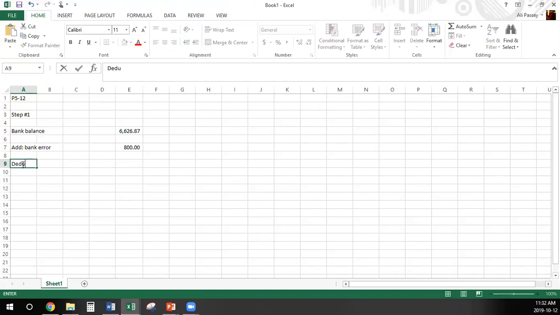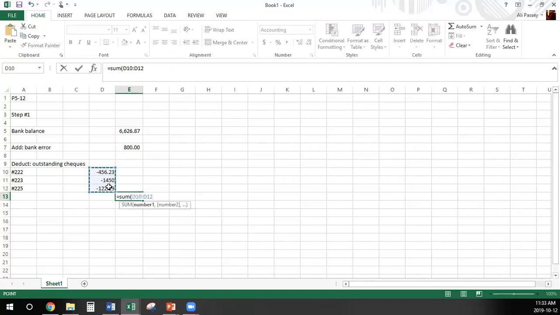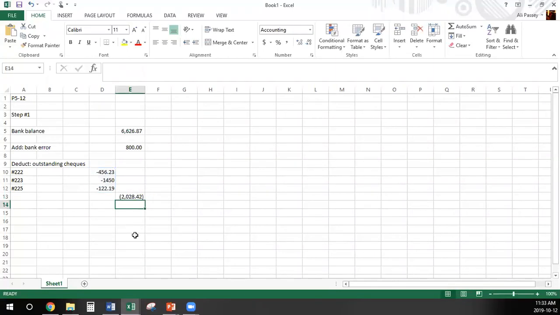The next thing we would need to do is to deduct the outstanding checks, because it stated there was a number of checks they had written during September, but that hadn't cleared the bank yet. So it was check number 222, check number 223, and check number 225. So if we list all those numbers and add that total up, we'd need to subtract those amounts from the bank balance, since we wrote those checks and we know they'll be cashed eventually.